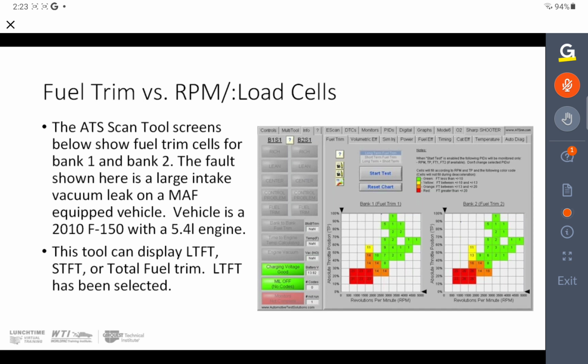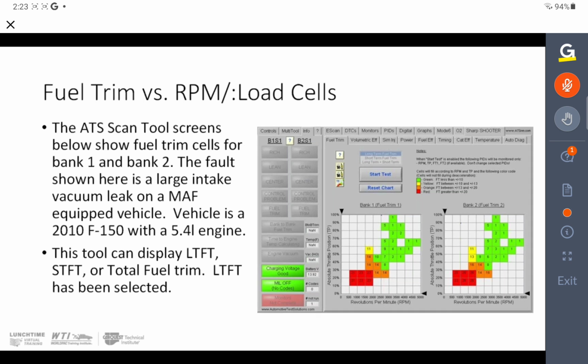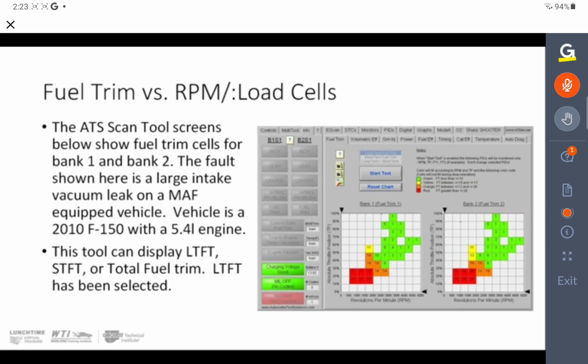And again, we're trying to keep short term as close to zero as possible. And that's really the job of long term, is to try to get short term back into control. So in this particular car, we see that higher RPM, higher load, we're seeing fuel trim that is in control. If it's yellow, that means it's somewhere between 10 and 13%. Orange means that it's somewhere between 13 and 20%, so it's almost out of control. And then red means that it's plus or minus 20%, which is typically out of control.